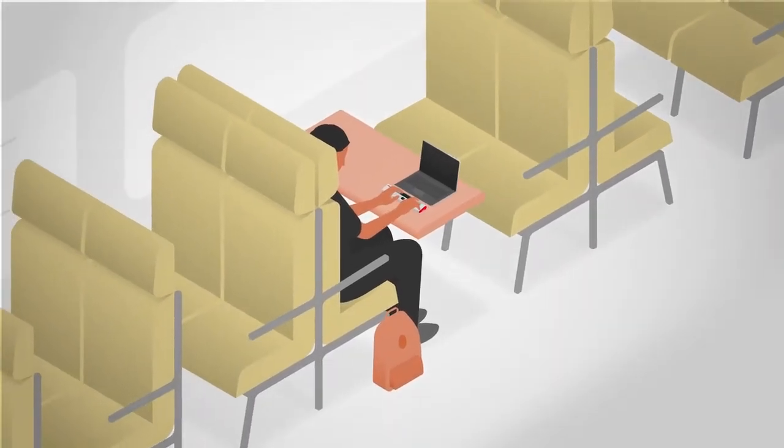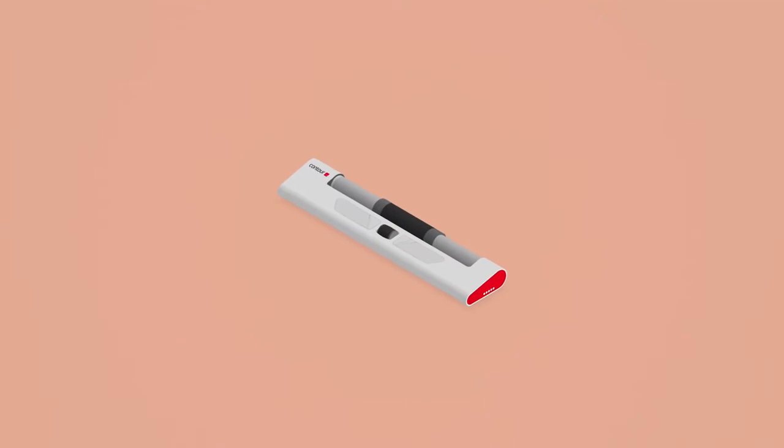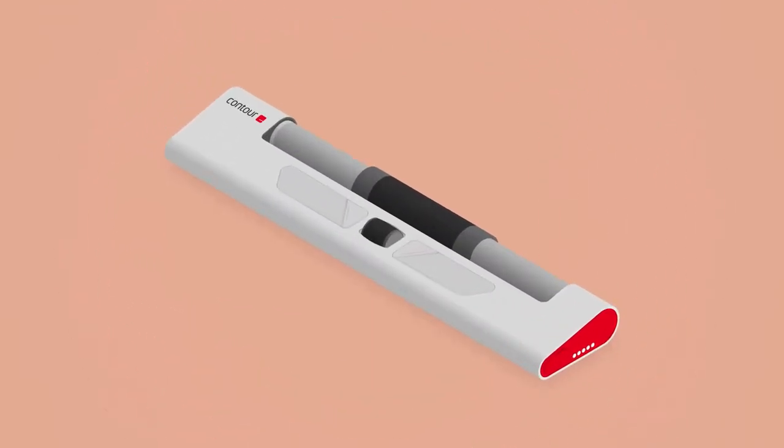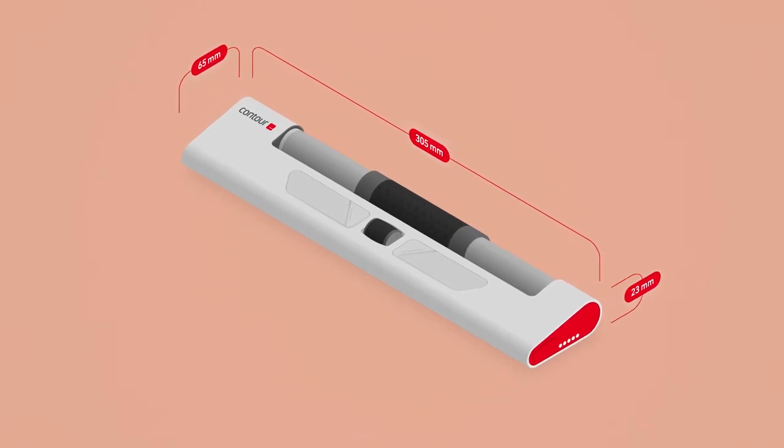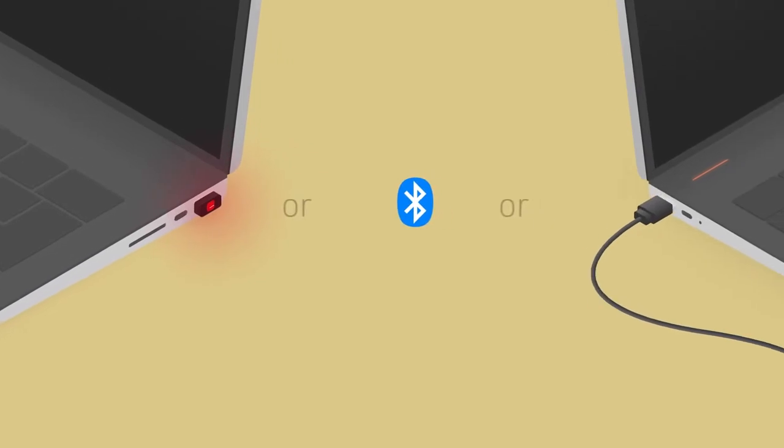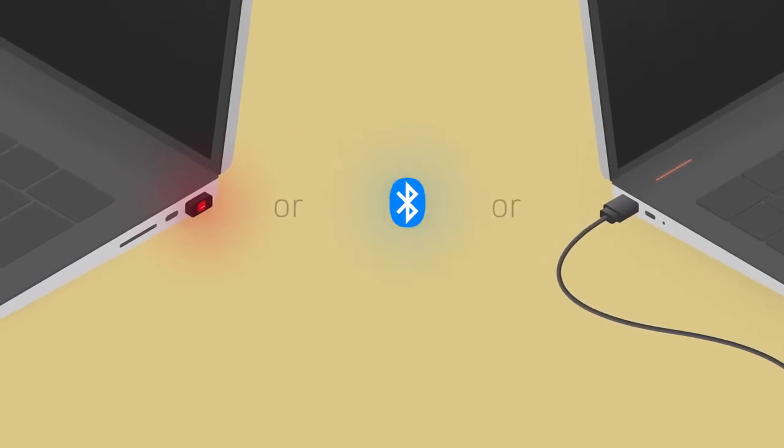Want to maintain a proper working position on the go? Introducing RollerMouse Mobile, a small and compact version of the ergonomic RollerMouse. It's also great for small office spaces. RollerMouse Mobile automatically selects connectivity based on availability.